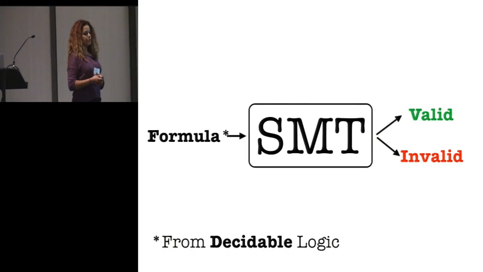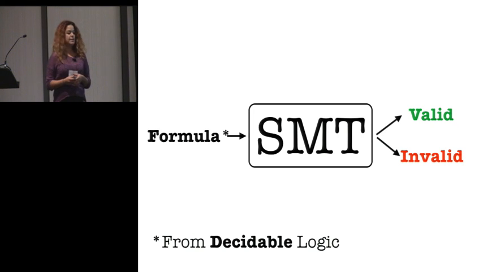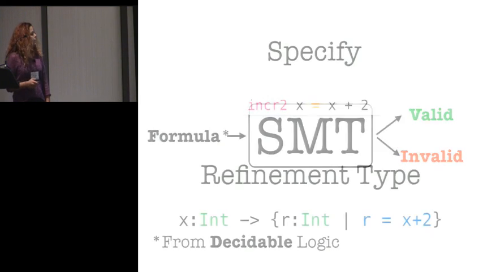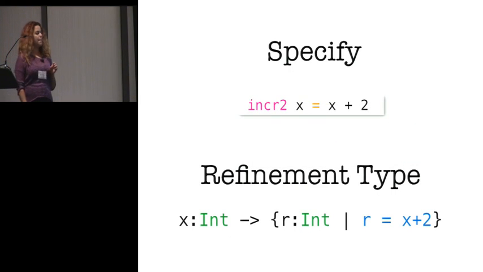And to do that, I can use SMT solvers. An SMT solver is just a black box that takes as input some formula drawn from a decidable logic, and it replies valid if the formula is always true. Otherwise, it replies invalid. So for verification, first I need to give an appropriate specification to my increase twice function.